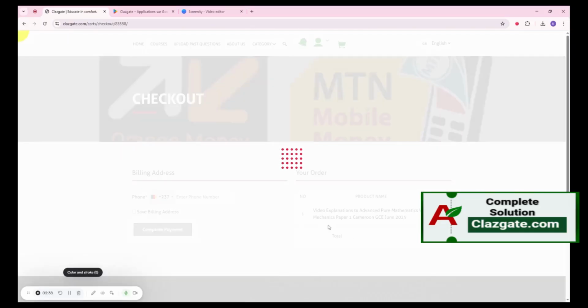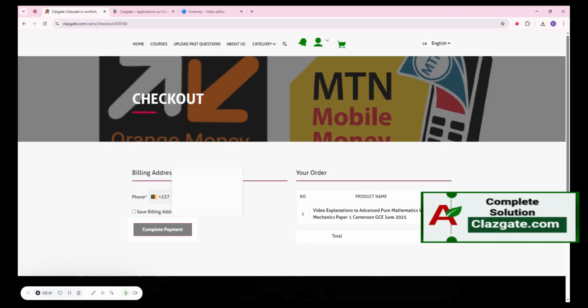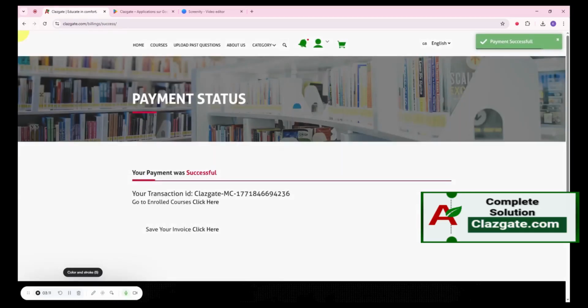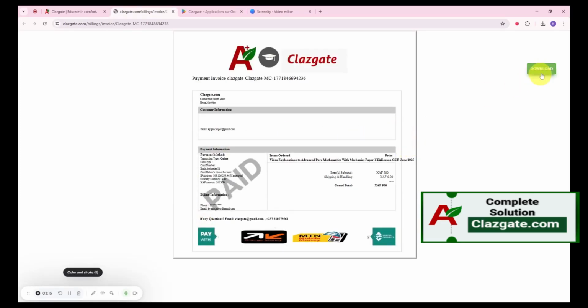Proceed to checkout, and you write your phone number and pay for the course. It will take a while, but you will see the pop-up on your phone. You dial your pin, and after dialing your pin, you just wait a while. The interface will change. See, the payment has been successful. You can download your receipt.